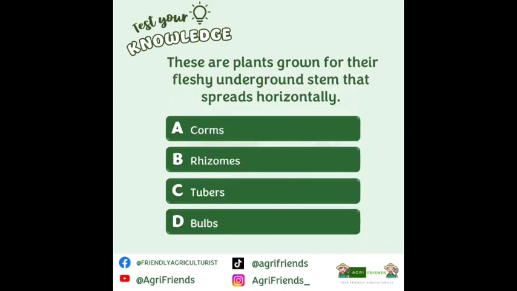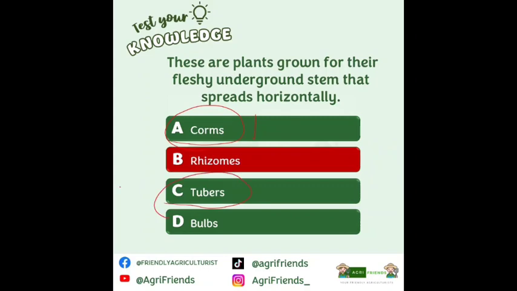Next, these are plants grown for their fleshy underground stem that spreads horizontally. A. Corms. B. Rhizomes. C. Tubers. Or D. Bulbs. The answer is rhizomes. Corms, they are also specialized stem but they grow vertically. Tubers can grow in any direction.